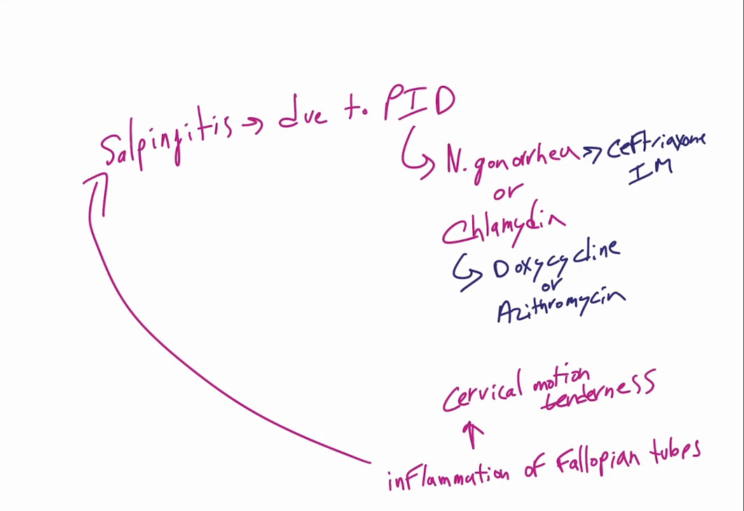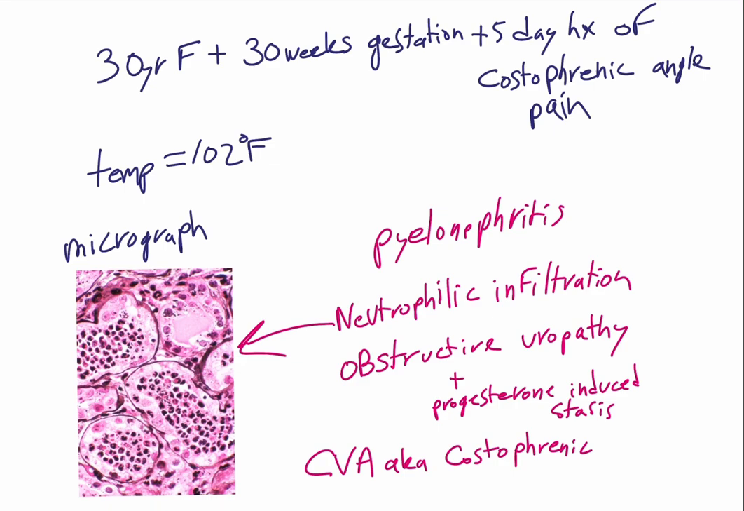So just as a wrap up, for key points, here the diagnosis was pyelonephritis. The histo slide shown was neutrophilic infiltration from acute inflammation. The mechanism by which the problem occurred was due to obstruction of the ureters, as well as progesterone-induced stasis. Now, costovertebral angle tenderness or costophrenic angle tenderness are interchangeable. This is typically found during pregnancy. You will have fever as well as back pain.